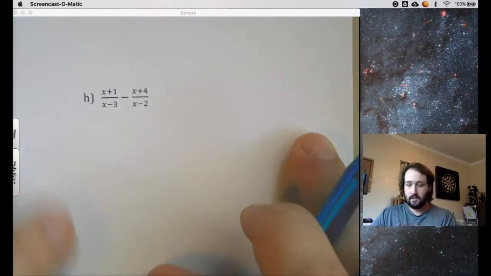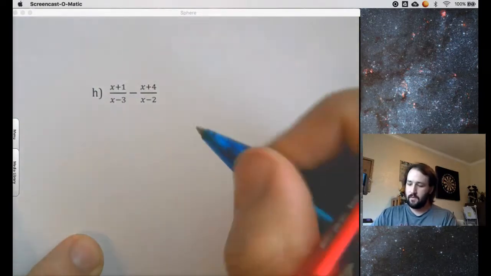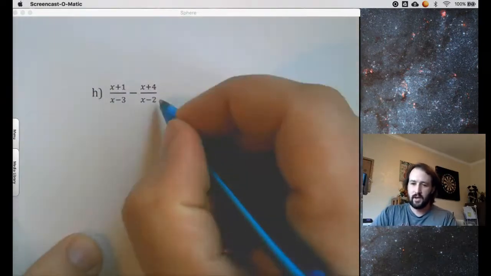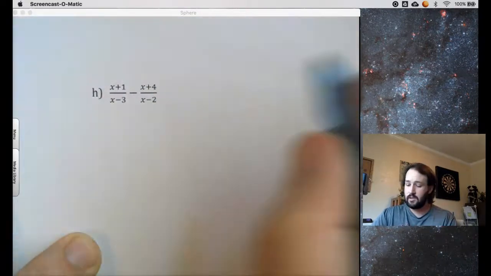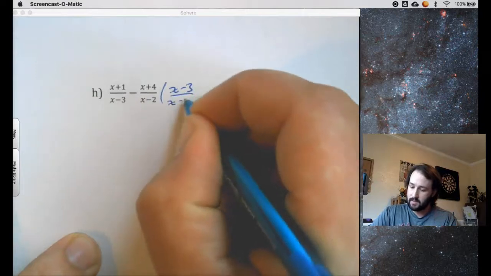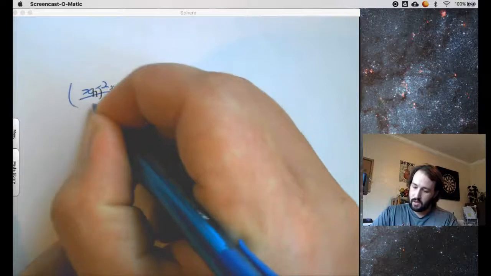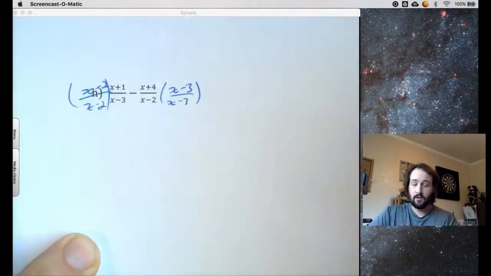Last one of these hard ones. But you guys get it, you're doing well. So, first thing I noticed, I can't just subtract 1, I have to do it with multiplication. So in this one, I'm going to have to multiply by x minus 3 over x minus 3, and then x minus 2 over x minus 2 to get the same denominator.